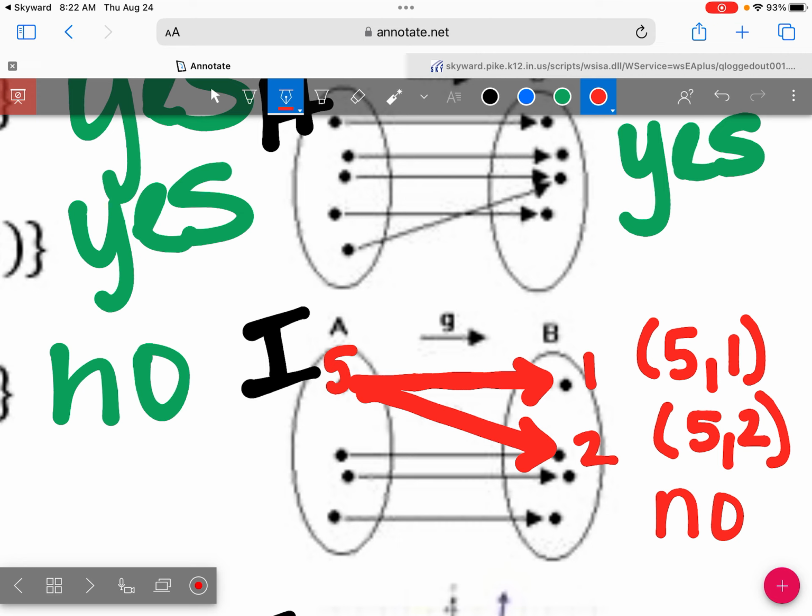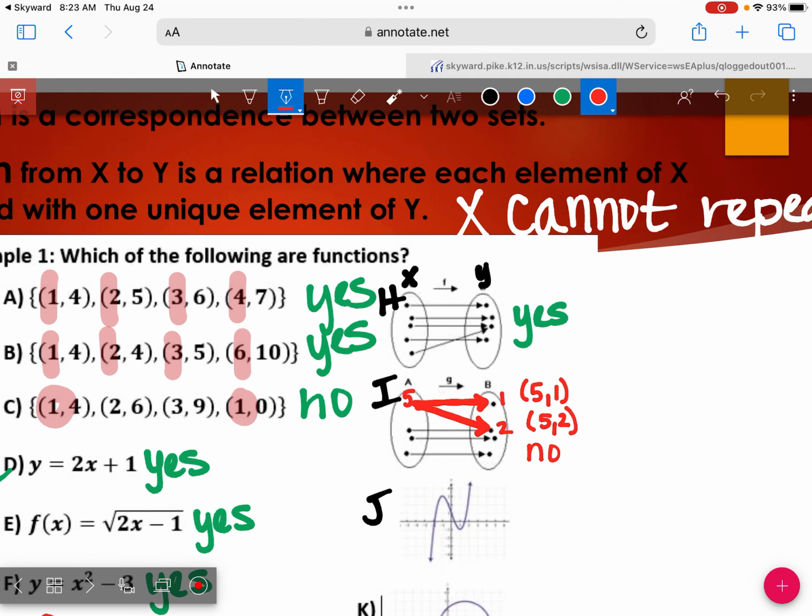So for graphs, we're just looking at X. That's it. So the definition of a function is X cannot repeat.